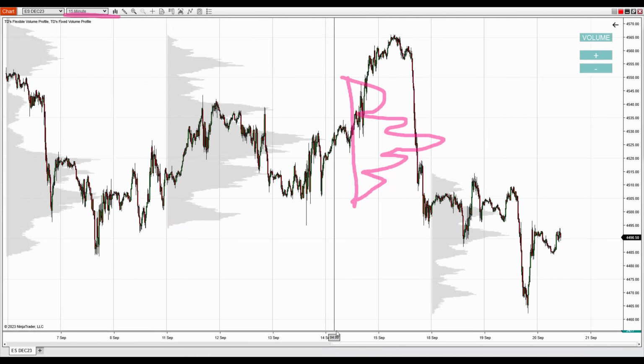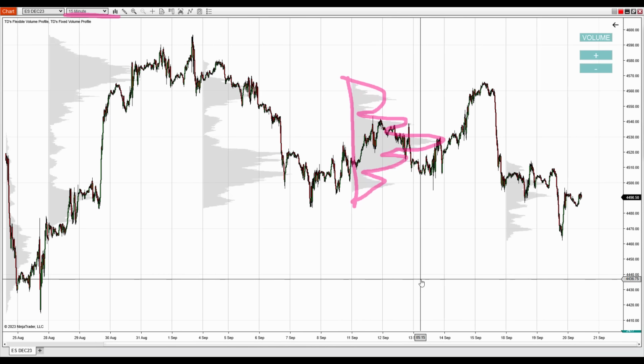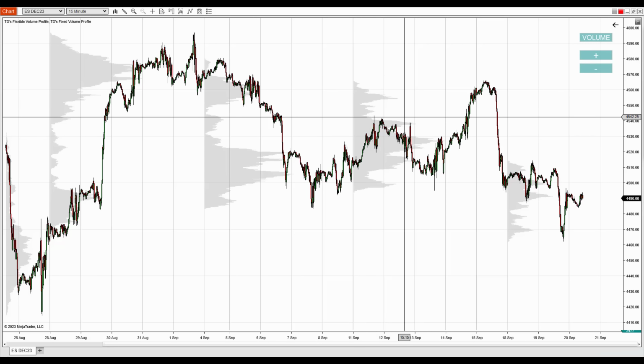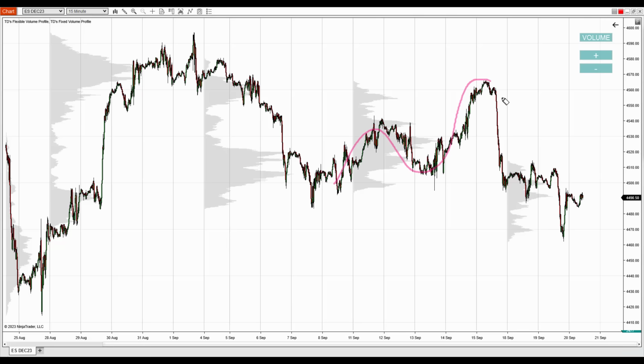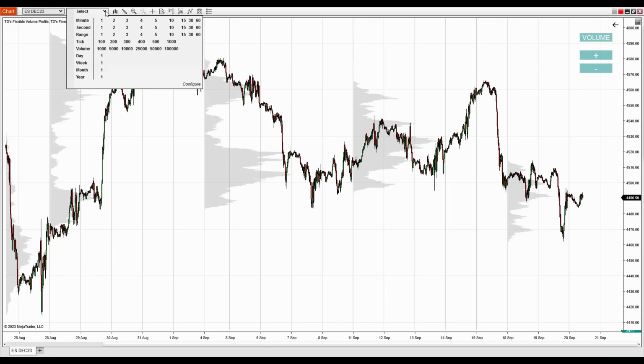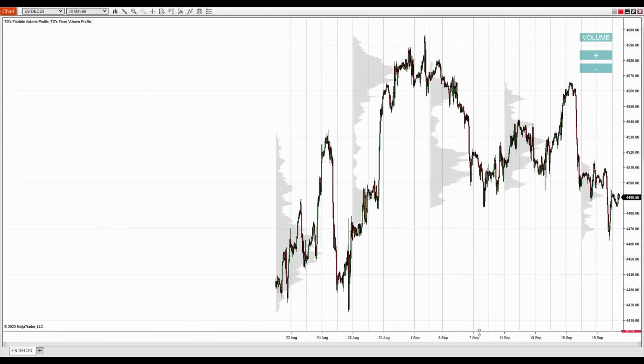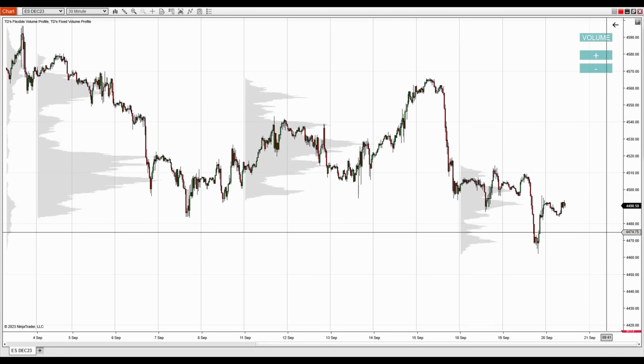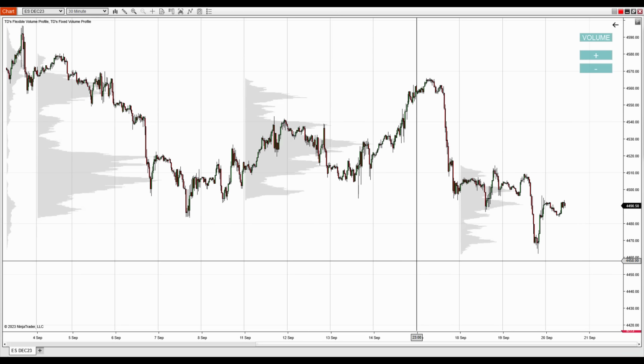Let me find that profile in here. The volume profile didn't change. It's the same. It still shows the same heavy volume zones, and it looks exactly the same. Only thing that happened is we have more candles in here, but that doesn't affect volume profile in any way. I mean, it doesn't affect its shape in any way. So that's why you can trade with any time frame you want.